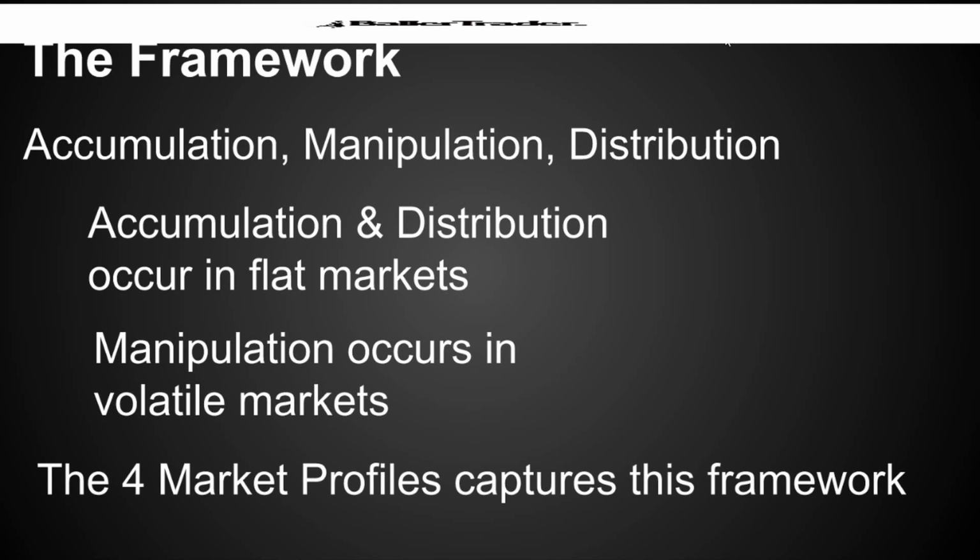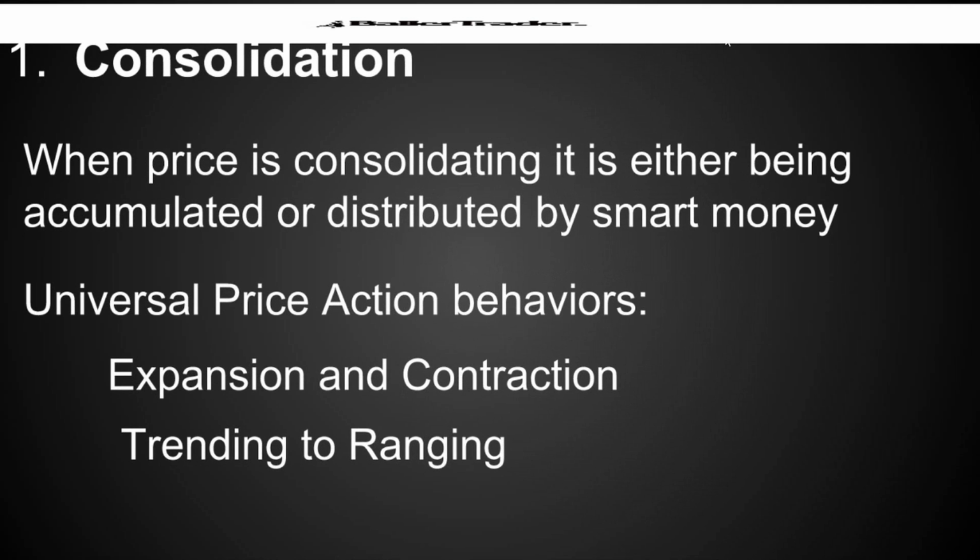And that's basically what the four market profiles are. So what are the four market profiles? Consolidation, then a reversal, then a retracement, and then a consolidation. And then it breaks out into a trend, reversal, retracement, consolidation, to infinity. So we're going to talk about consolidation. And basically, when price is consolidating, it is either being accumulated or distributed by smart money.